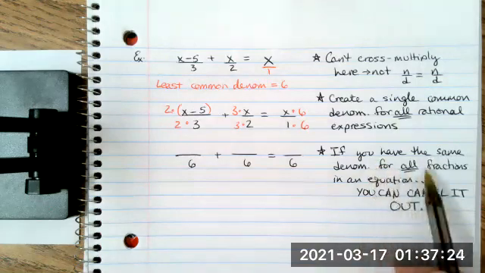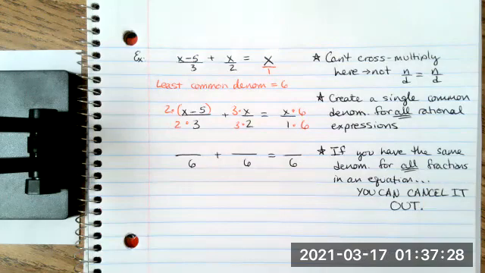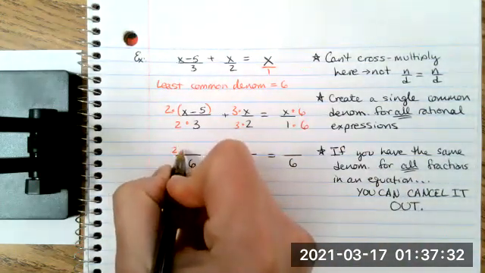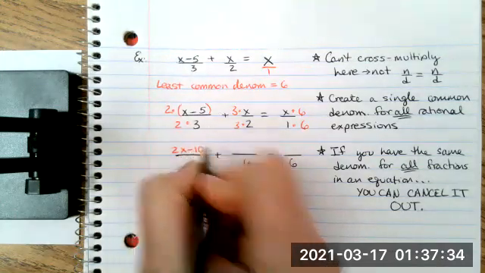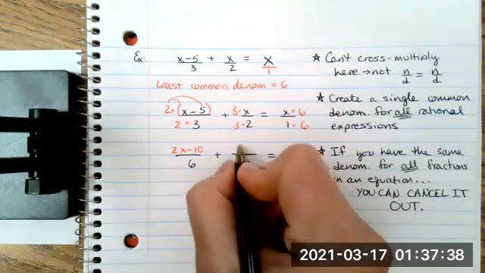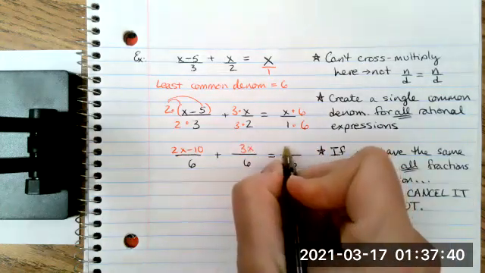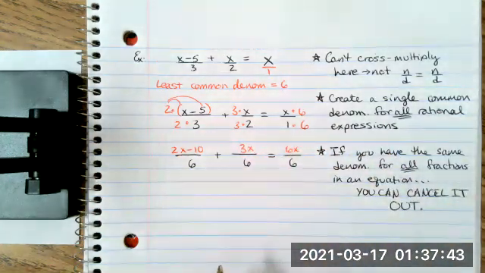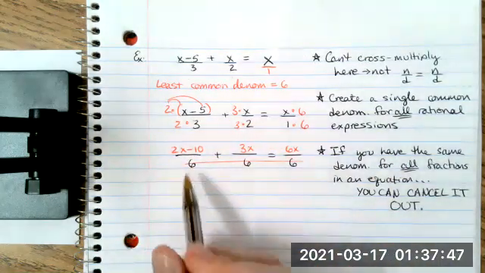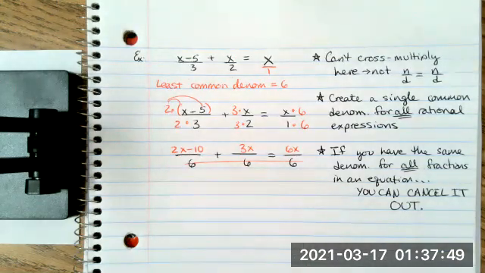Oh, look at that. If you have the same denominator for all your fractions in an equation, you can cancel it out. Yay! So that means all I have to worry about is 2x minus 10, because you distribute, don't forget to distribute, plus 3x equals 6x. I've got the same denominator in all my fractions. So the nice thing here is I can literally say that's going to cancel out.